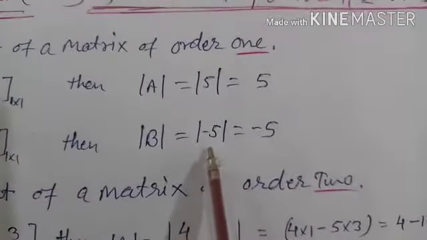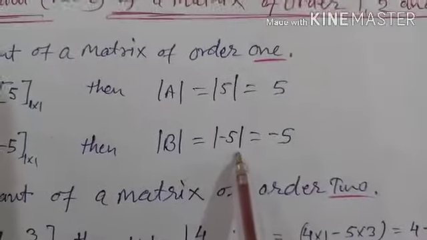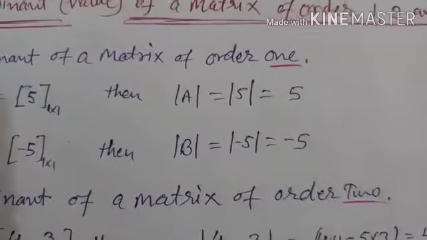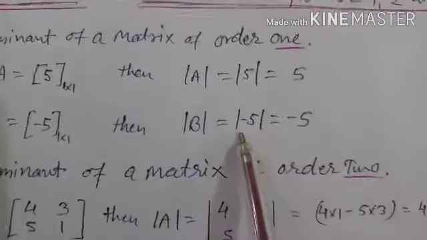So remember that this is not mod of minus 5, it is a determinant of 5. So it is minus 5. So a determinant value is either positive or negative, or it can be 0 also. So don't be confused with modulus value.